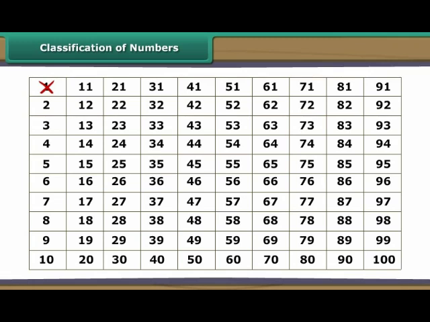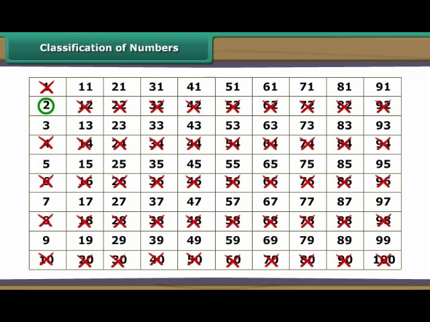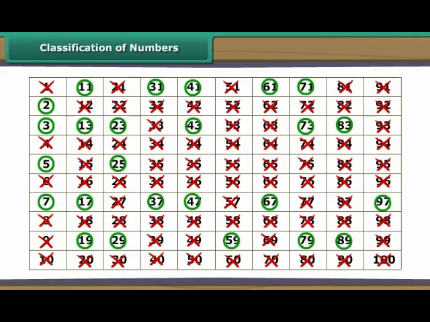We draw a cross on it. 2 is prime as it has exactly 2 factors. We draw a circle around it. We draw a cross on all the multiples of 2. 3 is prime. We draw a circle around it. We draw a cross on all the multiples of 3. We proceed till we have drawn a cross or a circle around all the numbers from 1 to 100.